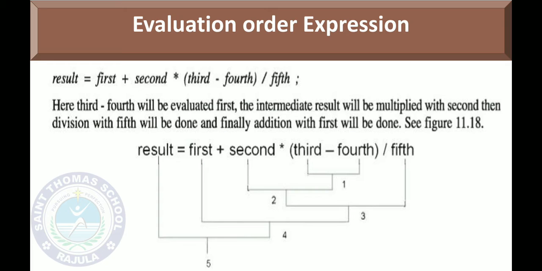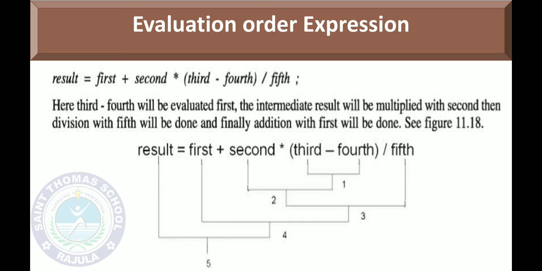Which part of the equation will we solve first? Whenever brackets are there, we have to resolve the brackets first. So here third minus fourth will be evaluated first. We will check this one first. Then the result will be multiplied with the second, and then after that we will perform the division.